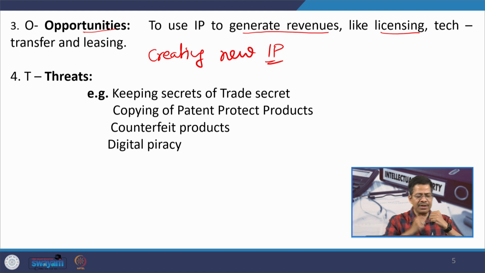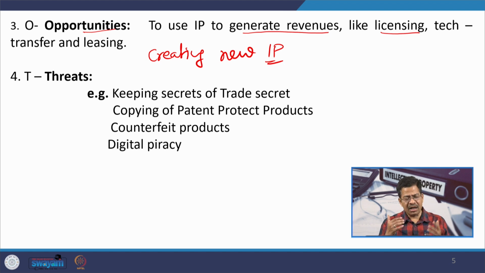And then the fourth is threat, SWOT. Now, there are multiple types of threats. For example, in your IP portfolio, you have trade secrets. Maintaining the secrecy of a trade secret itself is a threat: what type of mechanism are you going to have in your organization? You are always worried that somebody may leak your trade secret, and it may be known to others also, then how will you protect your knowledge?